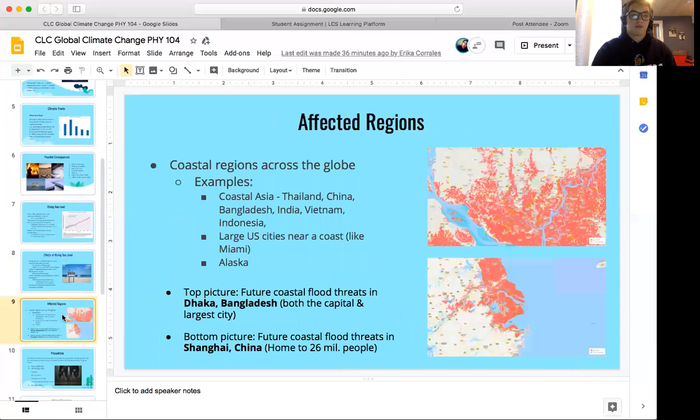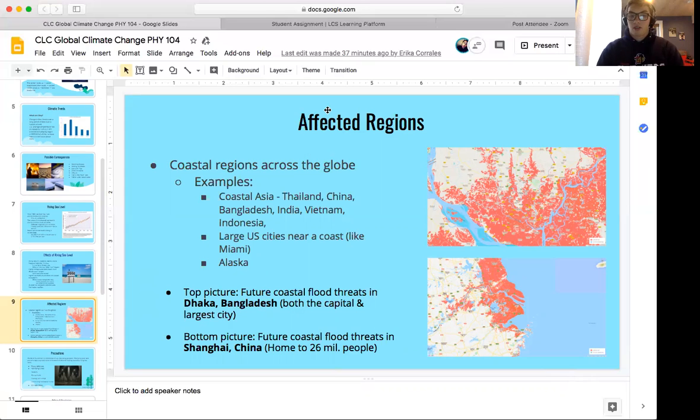So the affected regions are coastal regions across the globe. Some examples are coastal Asia, such as Thailand, China, Bangladesh, India, Vietnam, and Indonesia. And then large US cities near the coast like Miami, San Francisco, LA, and all those kinds of cities. And also Alaska will be affected because it's surrounded by water. And also Hawaii too, because that's just an island in the middle of the ocean.